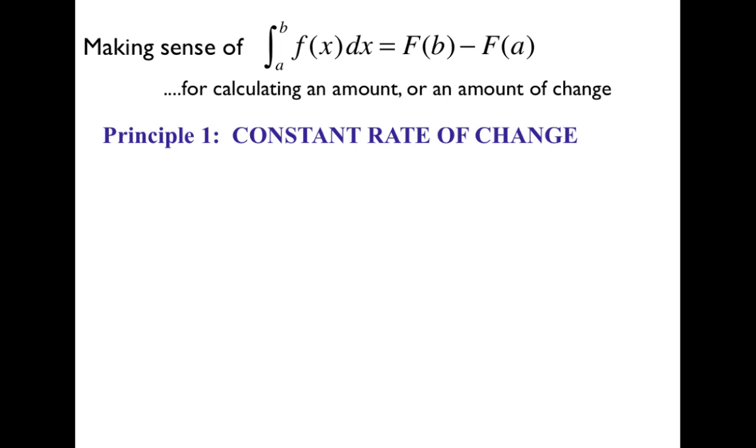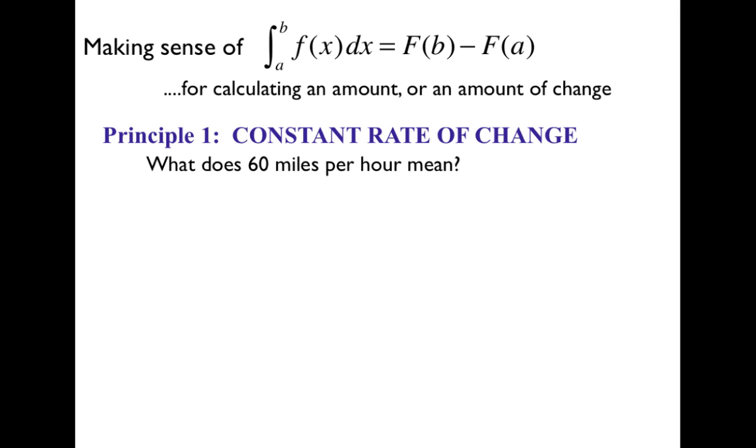And we said principle 1 was constant rate of change. What does 60 miles per hour mean? It means that every hour you go 60 miles. Is that what it means? More than that. So much more than that.